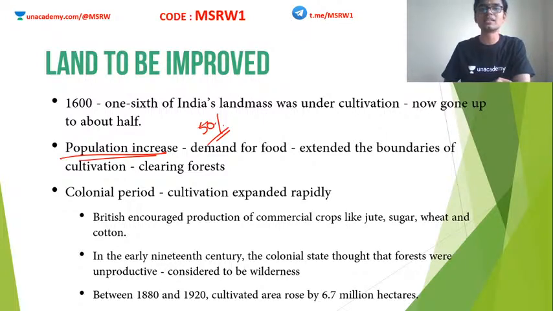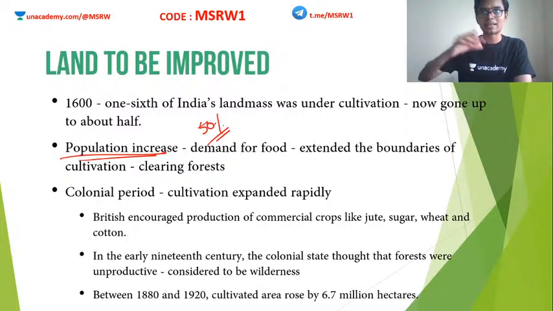When the population increases, obviously we need food. People need food to survive. So the demand for food also increased along with population. When the demand for food increased, the demand for more and more agricultural land also increased. And this search for new agricultural land led to something known as expansionism in agriculture.